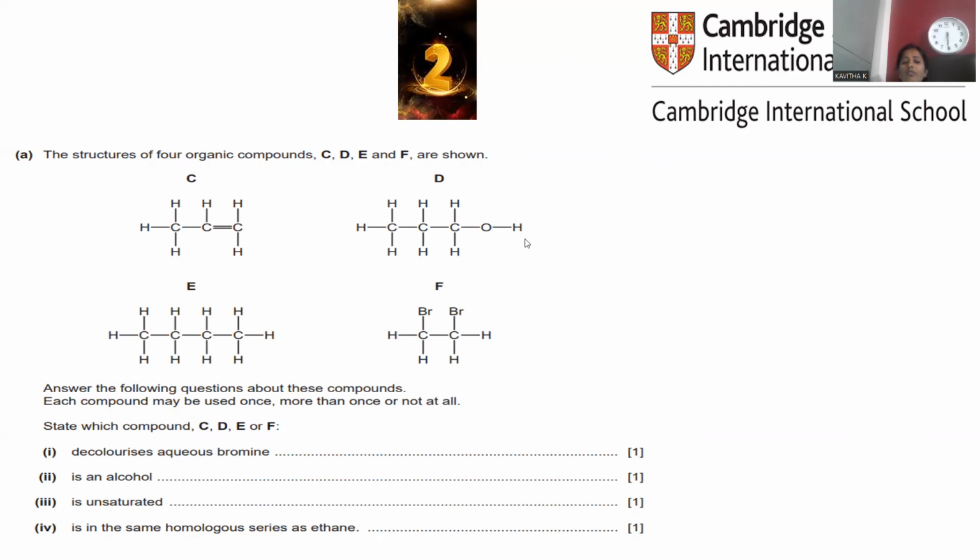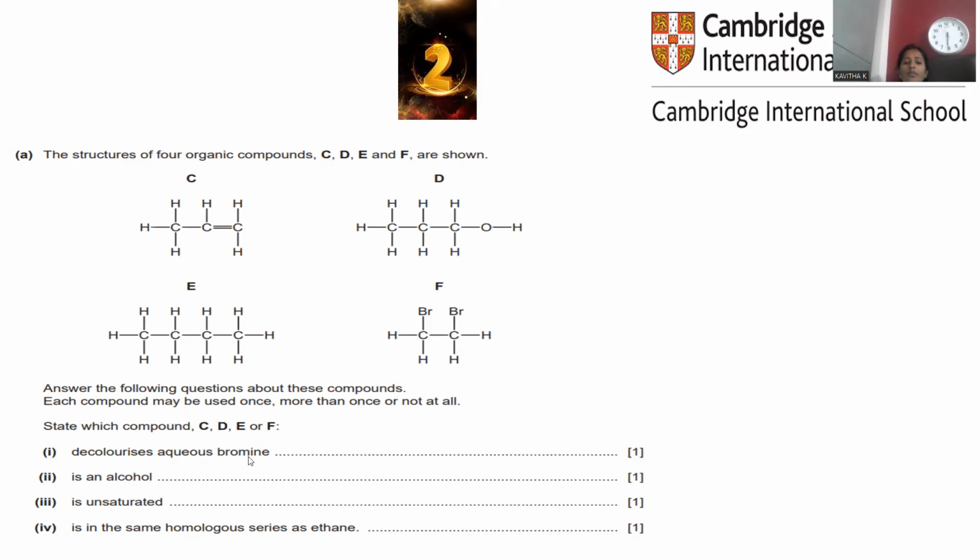In compound 2, a hydroxy functional group is there. And compound 3 is simply a hydrocarbon, with all single bonds. And here you can notice the bromo functional group on the alkyl chain. So if this is the condition, we have to answer the questions posed here.